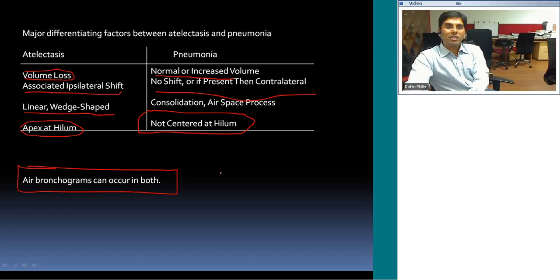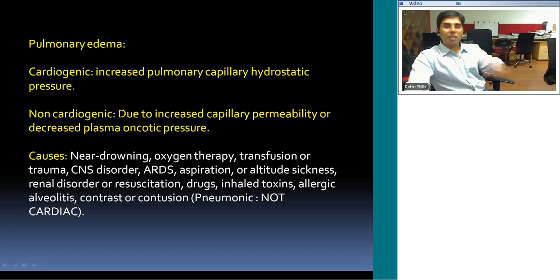So another entity, pulmonary edema, which is commonly seen, especially in cardiac patients, in cardiac hospitals. You see this could be either cardiogenic or non-cardiogenic. So cardiogenic edema is because of increased pulmonary capillary pressure, whereas non-cardiogenic is due to increased capillary permeability or decreased plasma oncotic pressure. So the causes for non-cardiogenic edema, you see this in drowning, near drowning cases, inhaled toxins, allergic alveolitis, uremia, and some aspiration, altitude sickness. These are all non-cardiogenic causes of pulmonary edema.